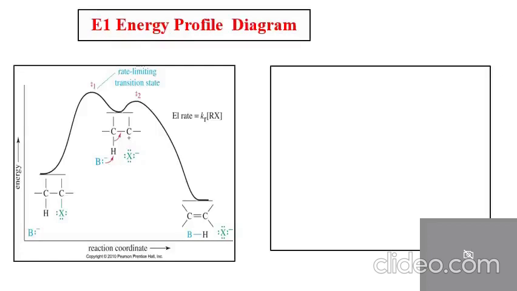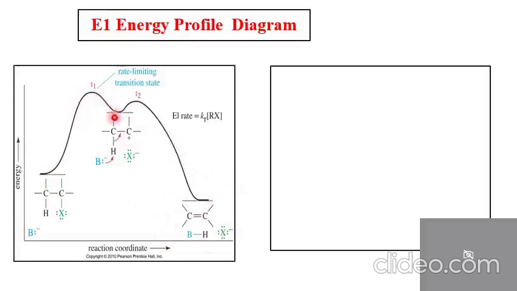Therefore, when we plot energy versus the reaction coordinate for the E1 mechanism, we get the first step. This is the first step. Here the starting material, alkyl halide, RX, is there. The base is a nucleophile. Then the reaction takes place to form the carbocation, which is an intermediate, and then it gives the product as an alkene.